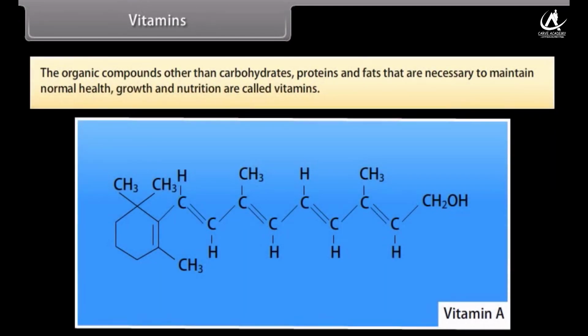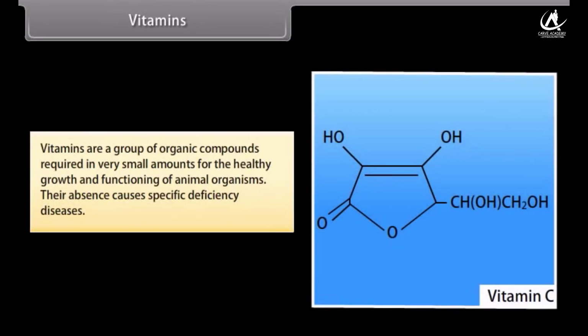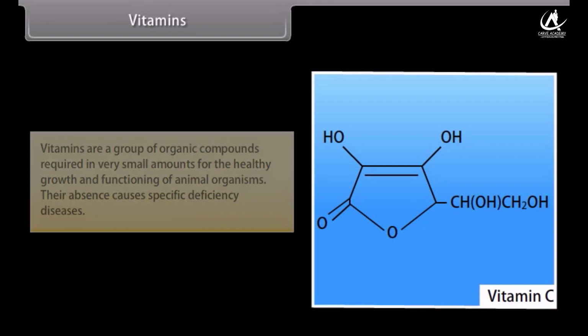Vitamins. The organic compounds other than carbohydrates, proteins, and fats that are necessary to maintain normal health, growth, and nutrition are called vitamins. Vitamins are a group of organic compounds required in very small amounts for the healthy growth and functioning of animal organisms. Their absence causes specific deficiency diseases.